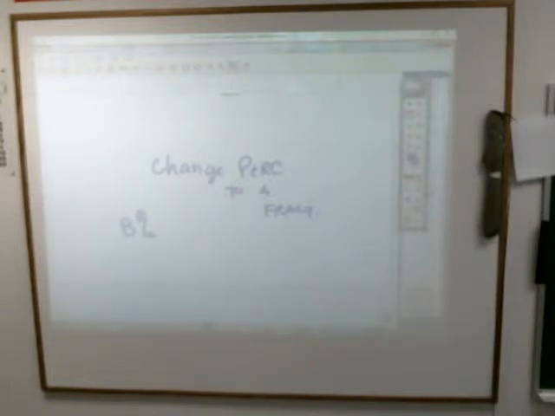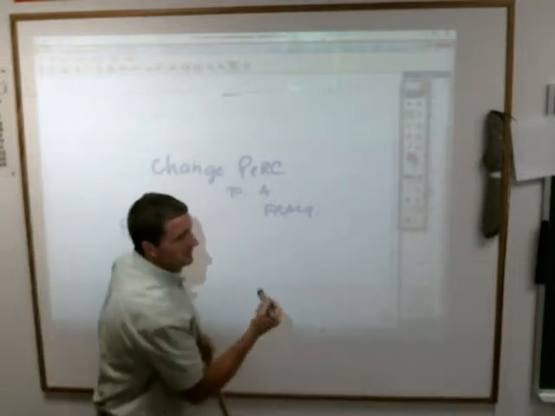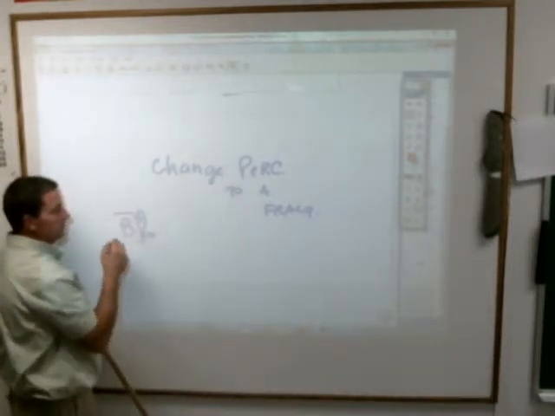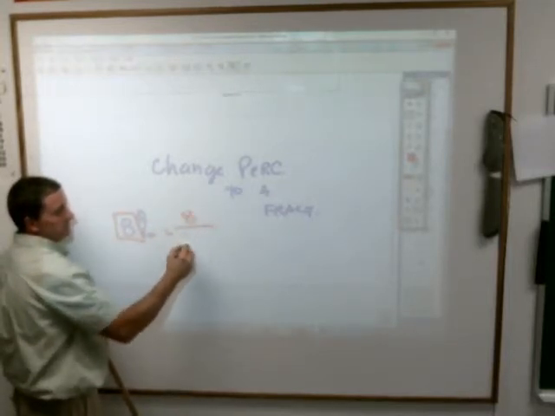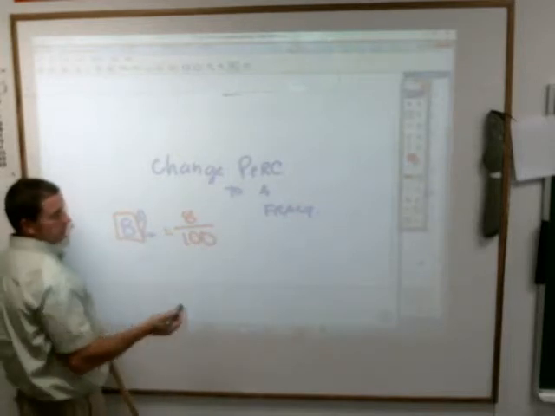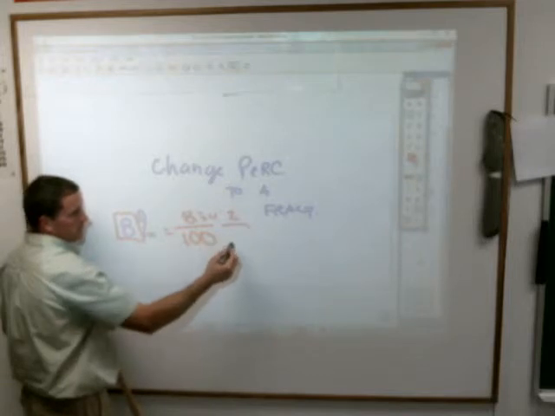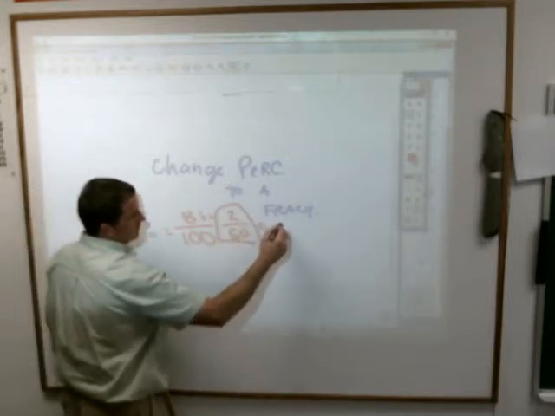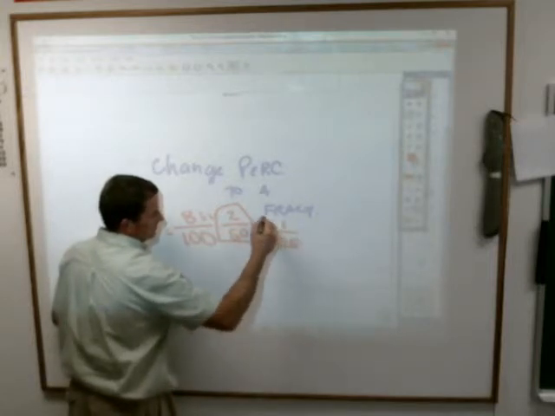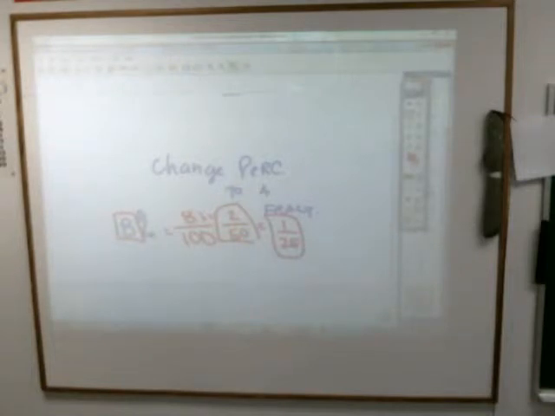Jacob, go 8 over 100 and then reduce. Percent just means out of 100, so whatever this number is, it's 8 out of 100 of that. 8 out of 100, and then just reduce it. What number goes into both of those? Divide both by 4, you get 2 over 50. Oh, sorry, you reduce them again, you get 1 over 25. That's your fraction. Is that tough, hard, easy, exciting?